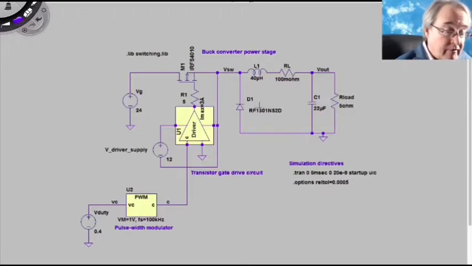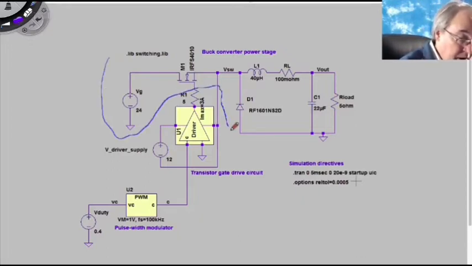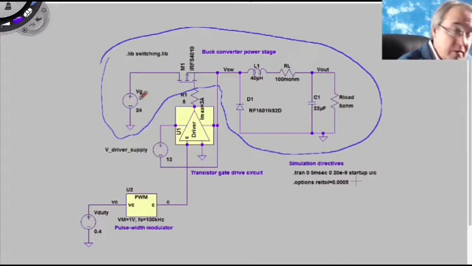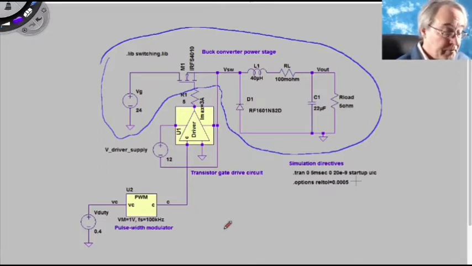Okay, here I have opened LTspice and opened the buck converter schematic. What we have here is the buck converter power stage with the input voltage VG of 24 volts and an output voltage that supplies a 5 ohm load resistor. Here is the LC filter, and the switch in the buck converter is realized with this power MOSFET and power diode. The circuit has a driver and a pulse width modulator.